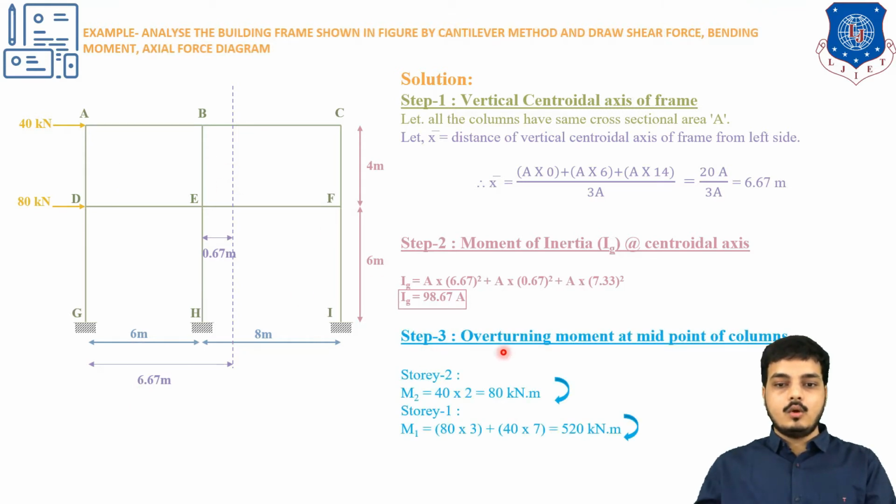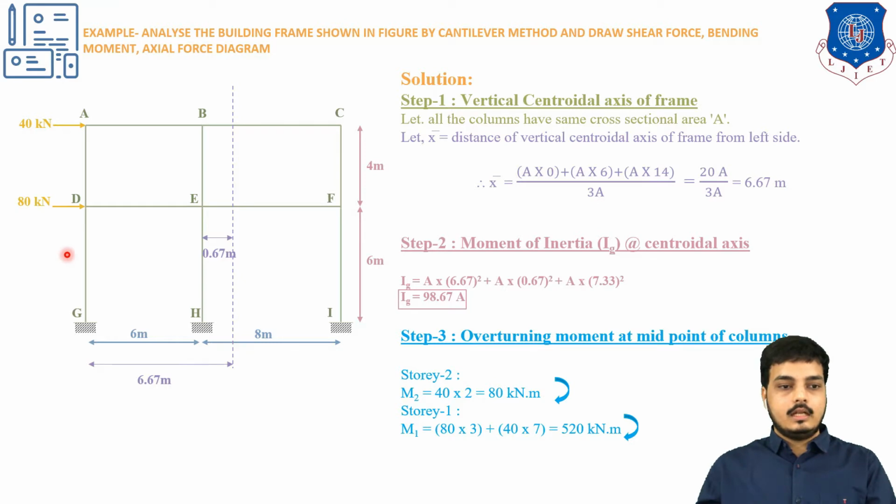Step 3 is the overturning moment at the midpoint of the column. For story 2, this is my story 2. If I am standing at the midpoint of the column, the bending moment will be this 40 kN load multiplied by the distance, half of 4, which is 2. So 40 multiplied by 2 is 80 kN·m, going in the clockwise direction. This is my overturning moment for story 2 at this point.